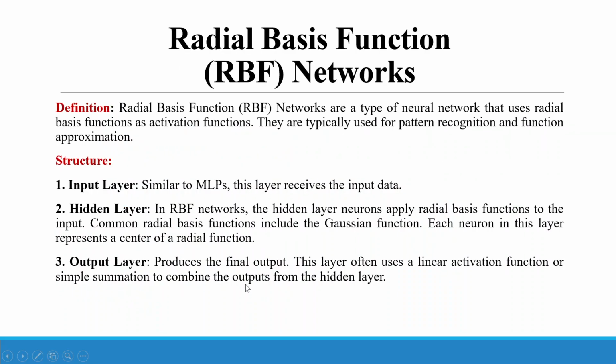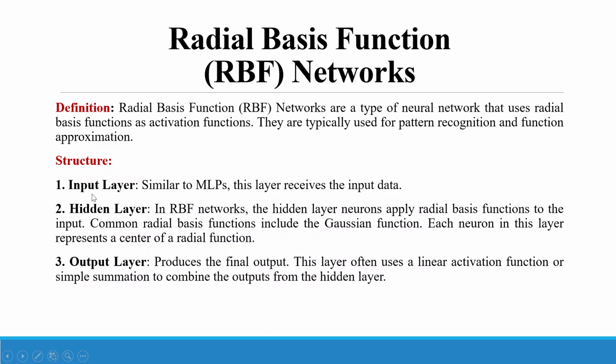Next is radial basis function networks. Don't worry, I will explain both these concepts with a very simple layman example. Just let me proceed. Radial basis function networks are a type of neural network that uses radial basis functions as activation functions. They are typically used for pattern recognition and function approximation.